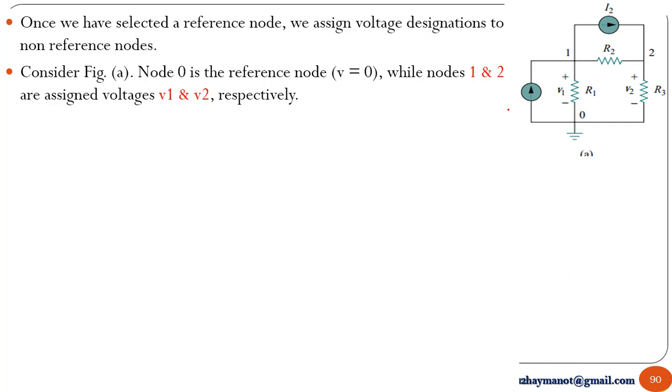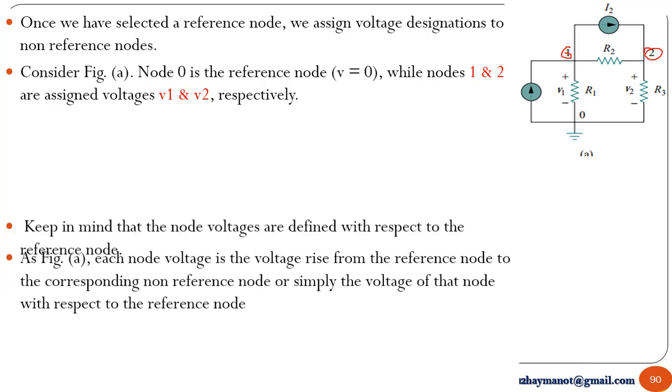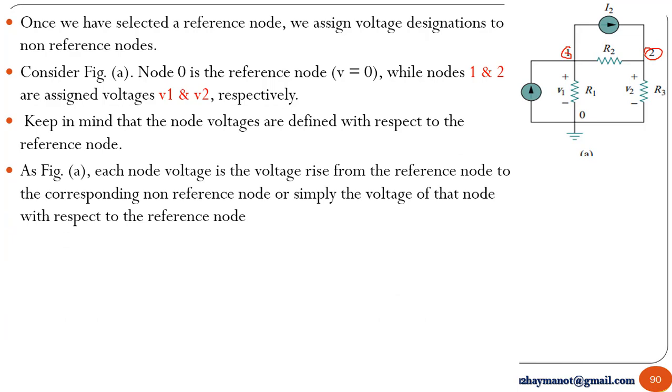Node 0. Where? As a ground node, node 0. Where the voltage is equal to 0. While node 1 and 2 are assigned voltage V1 and V2 respectively. This one. This and this one. Keep in mind that the node voltages are defined with respect to a reference node.